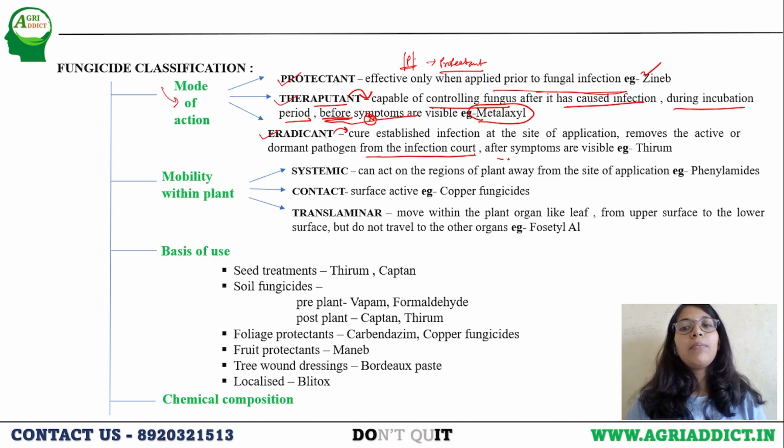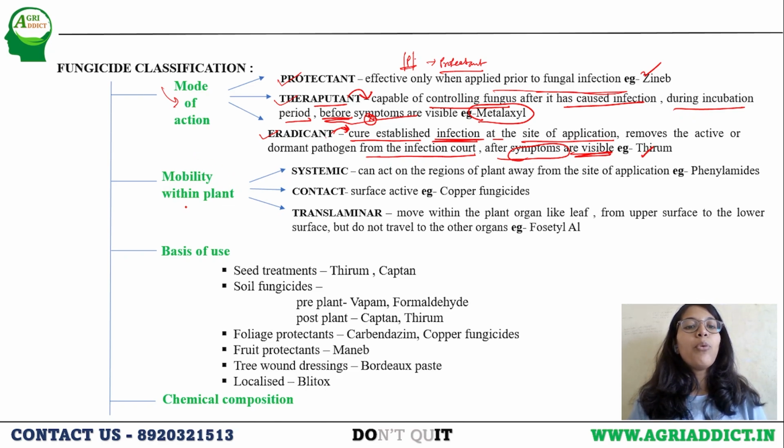And eradicant. Eradicant needs to be applied to a plant when it has already formed the infection coat, when the symptoms of that particular disease are already visible from outside. Then only we will apply eradicant so that it can cure the infection coat produced by the fungus, and it acts at the site of the application. Example, thiram.